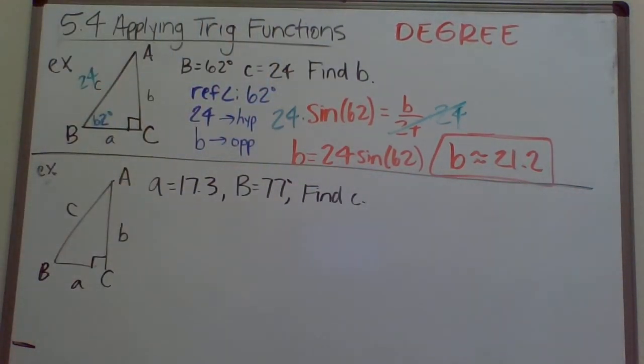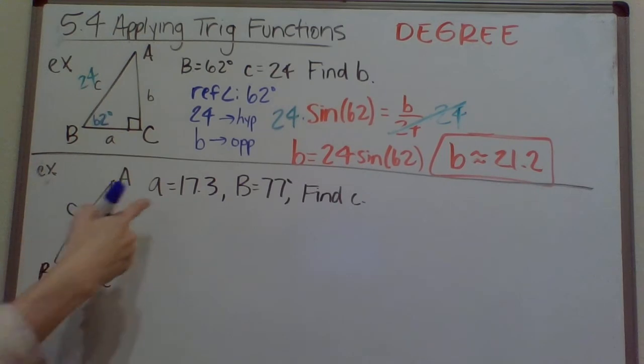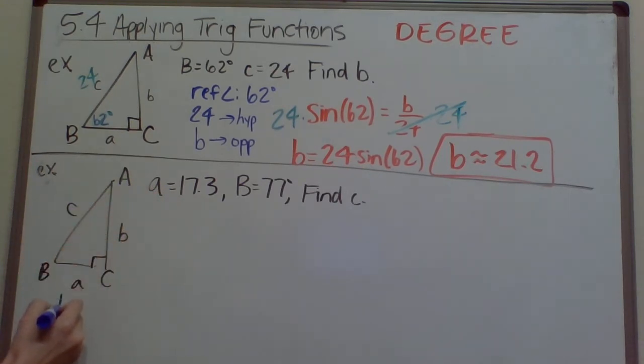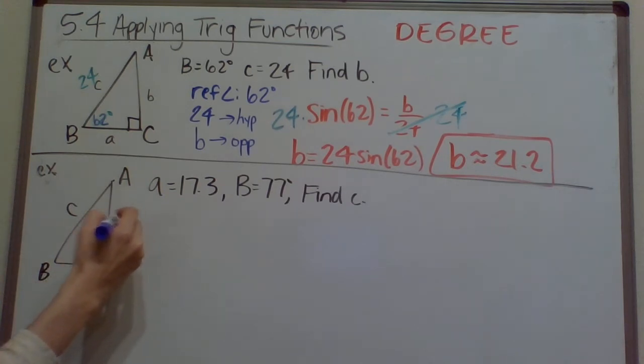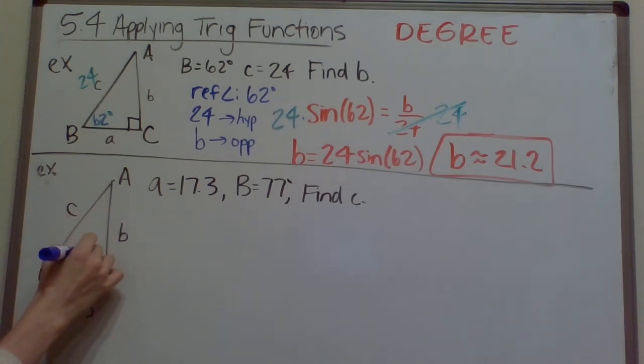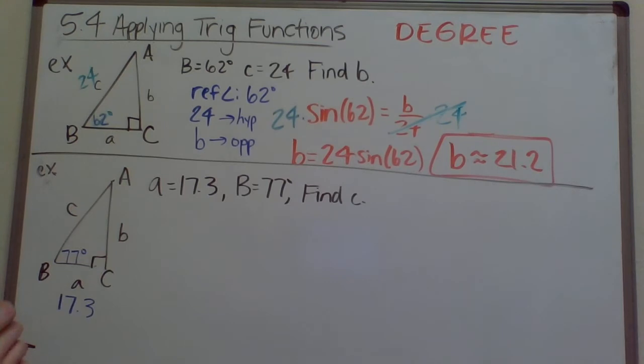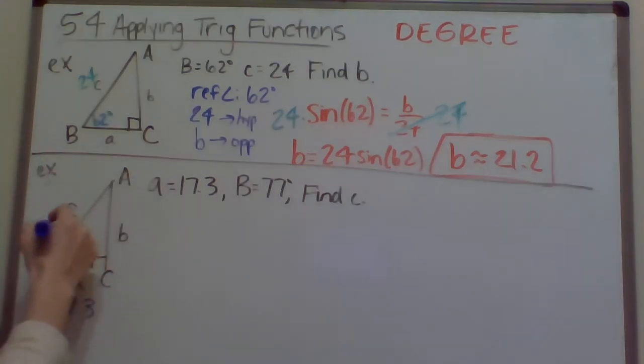So again, let's label our triangle with our given information. Side A is 17.3. B is 77 degrees, so that's this one here. And this time it wants me to find side C, which is here. So I'm going to put an X there.